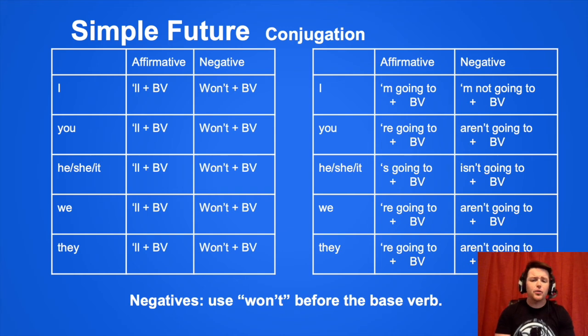And you probably noticed in all of my conjugation charts that I use the contractions. I use the shortened versions of them. This is really important because native speakers almost always use contractions. Students sometimes use contractions. This is the most important with will.